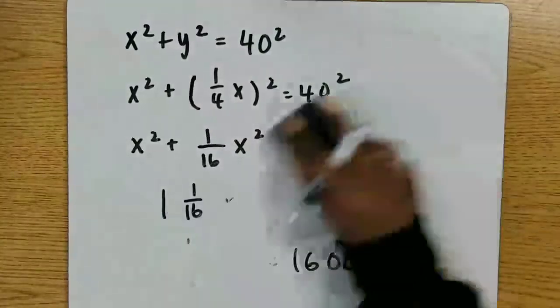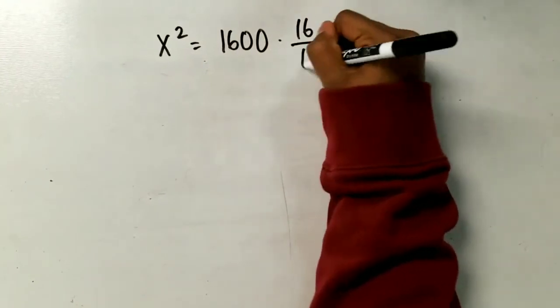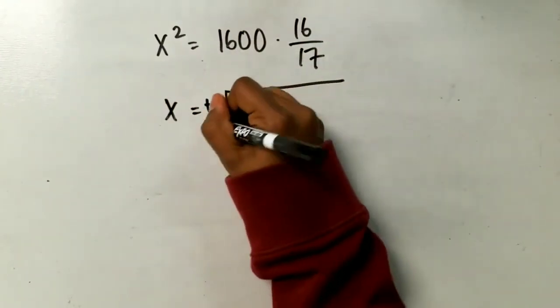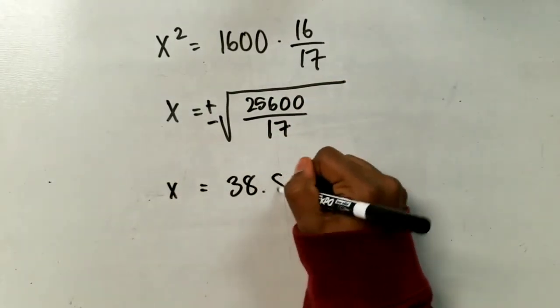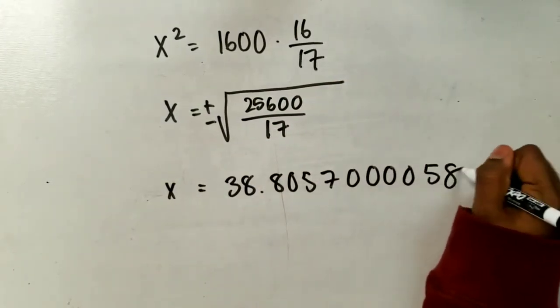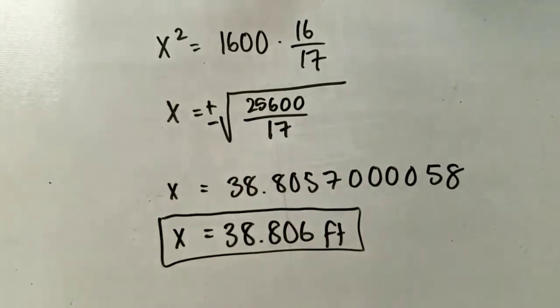Since we are finding a distance, x must be a positive number. Solve for x and show 3 significant figures past the decimal. The answer is x is equal to 38.806 feet. Don't forget the units.